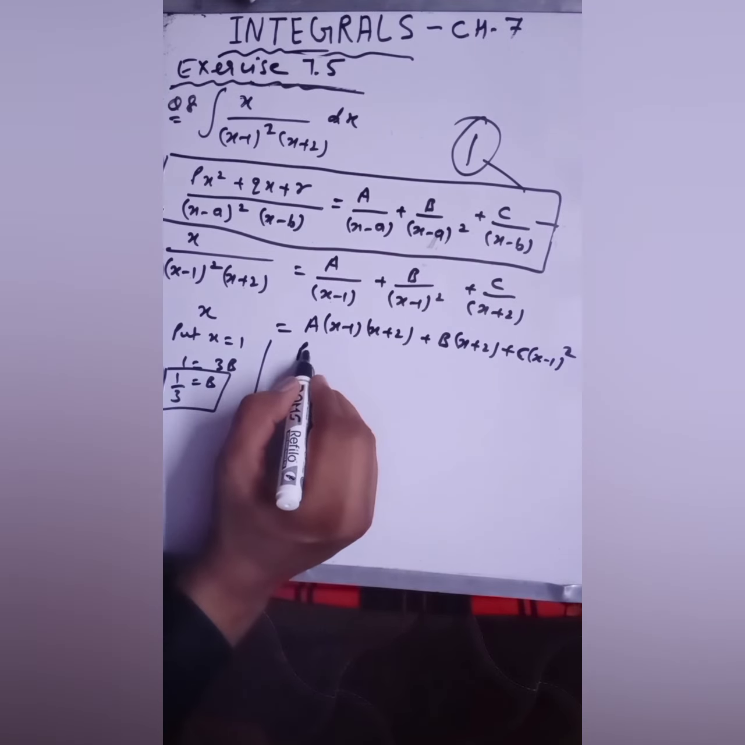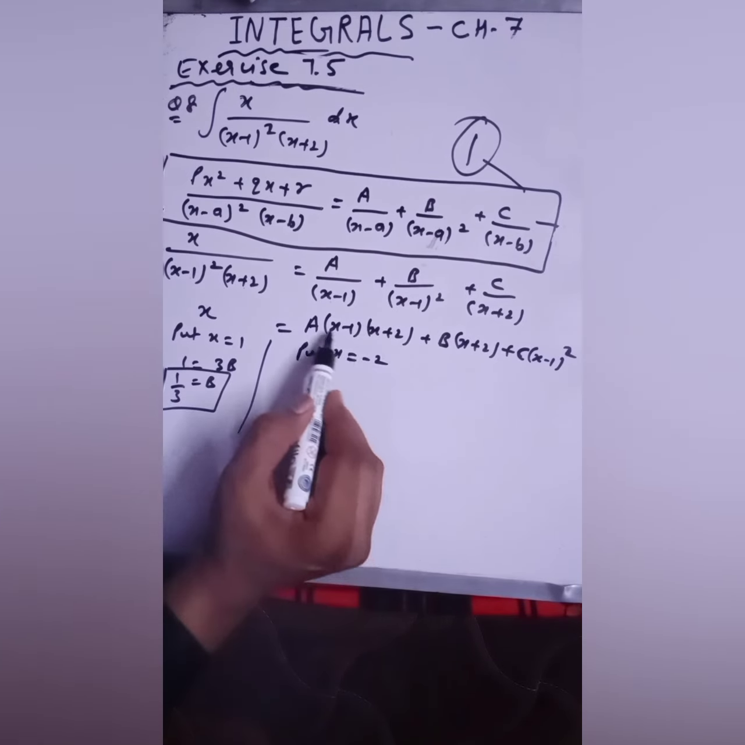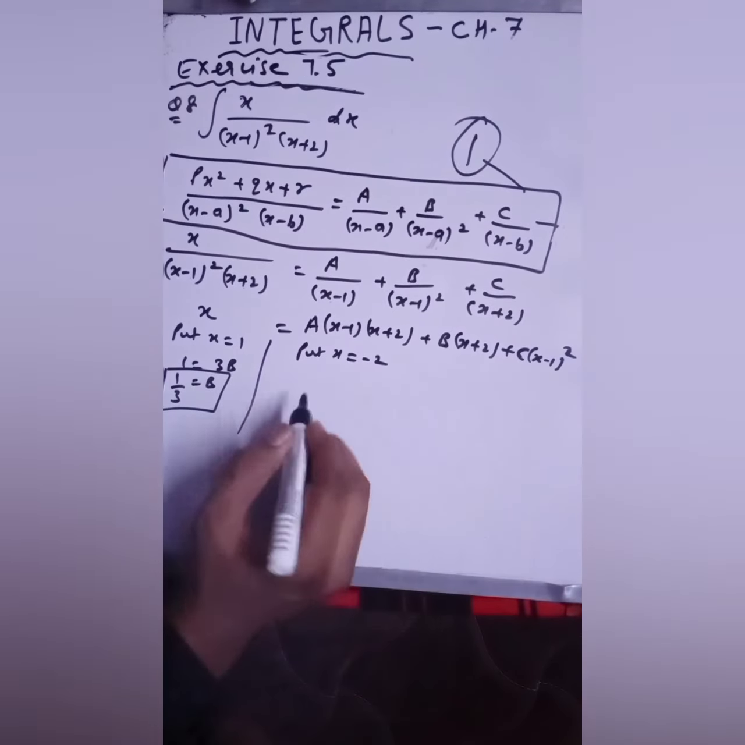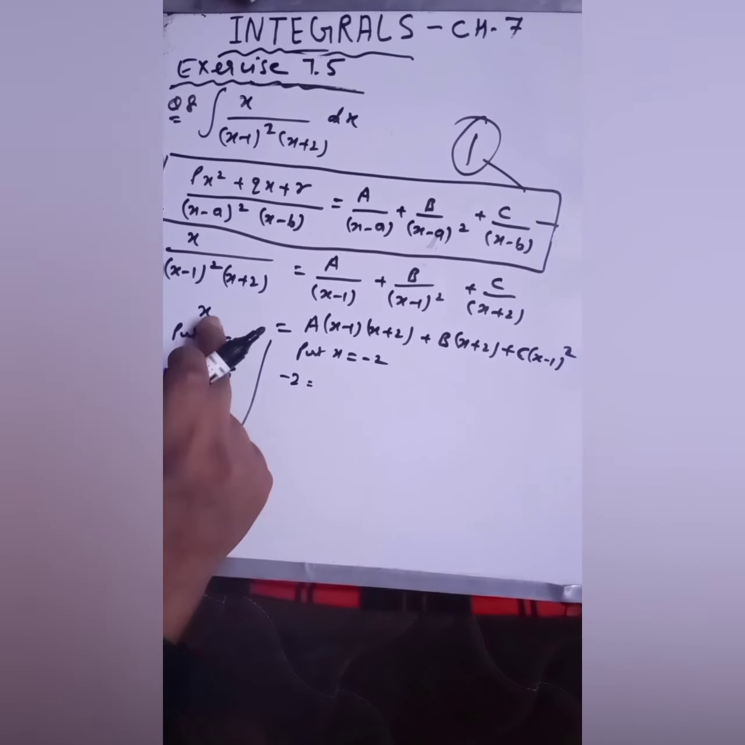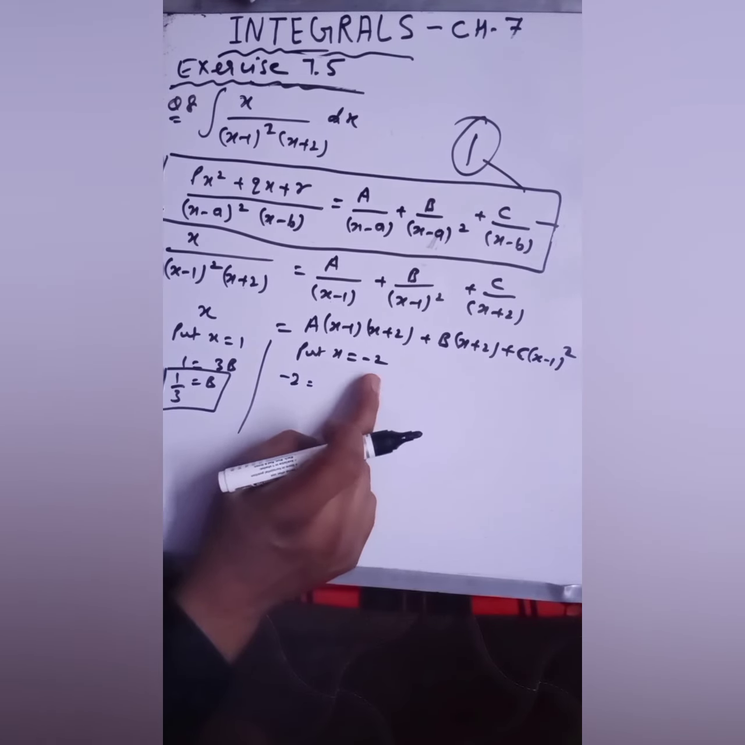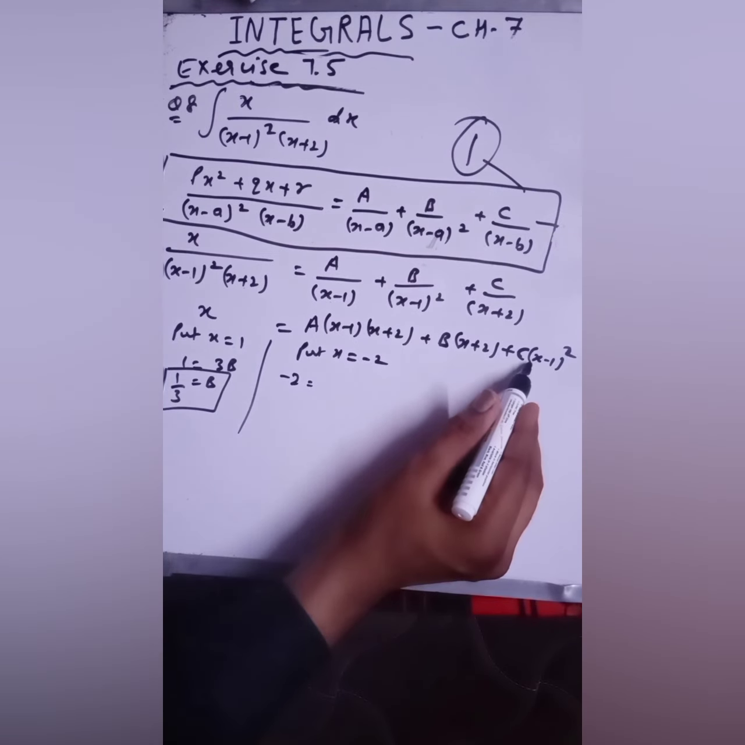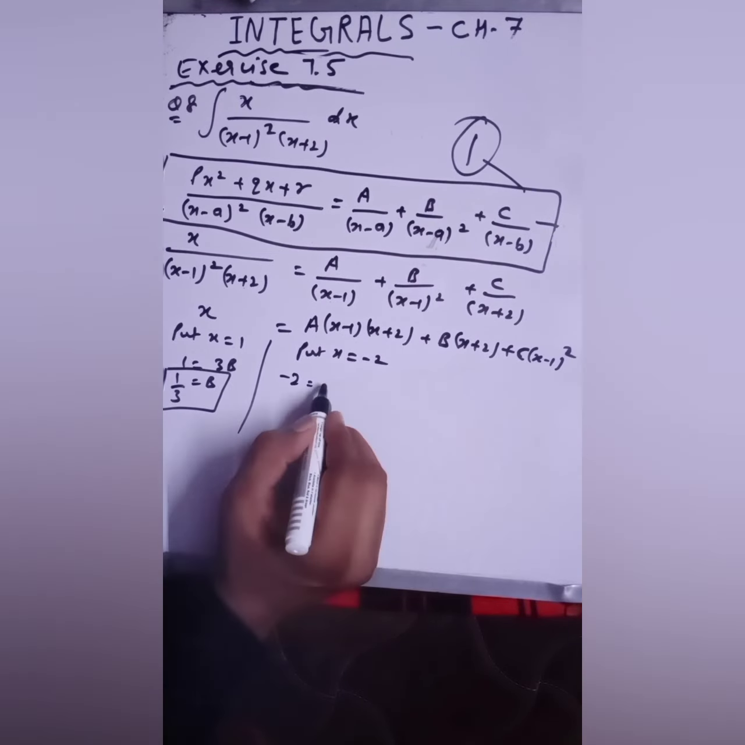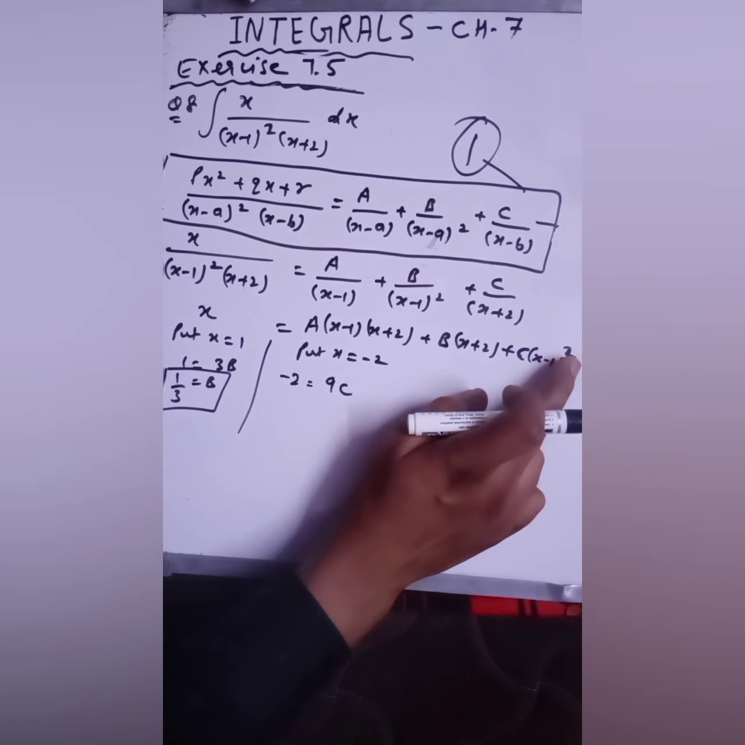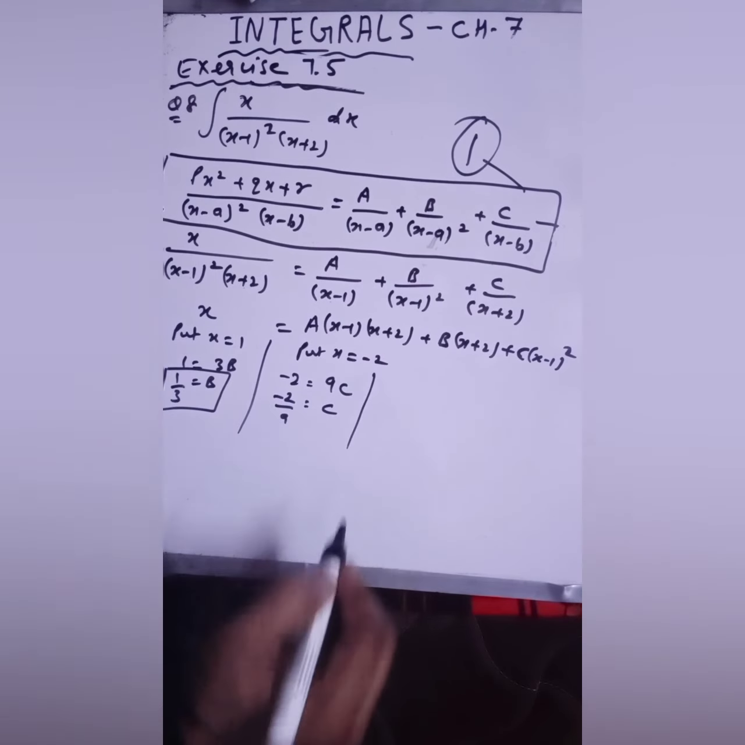So if you put x equals to minus 2, this term will be 0, this term would be 0, and you will get the value of c. So minus 2, here x is coming, so that's why I'm writing minus 2, because we are putting x equals to minus 2. So minus 2 is equals to this a would be 0, this term would be 0, and here when you put x equals to minus 2, you will get 9c, because it will come minus 3. The square of minus 3 would be 9. So c would be minus 2 by 9.